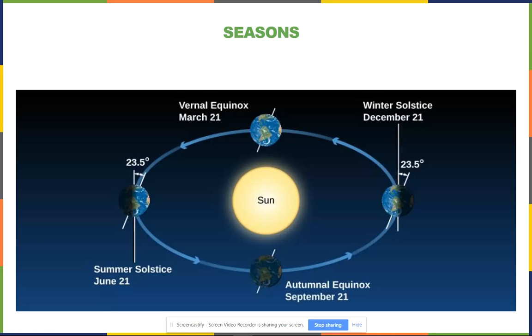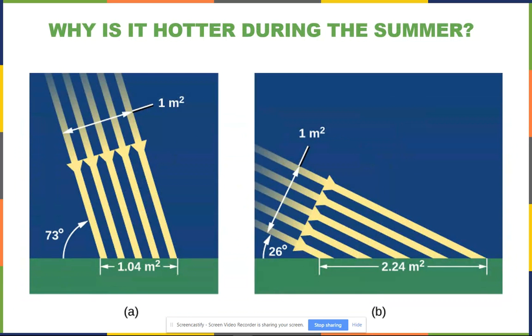Nothing to do with what a lot of people coming into this class believe. They think that it has to do with how close the Earth is to the sun. We're the closest to the sun in January. If the seasons were because of how close we are to the sun, January would be the hottest time. But that's not it. So why is it hotter during the summer and colder during the winter? There are a couple different pieces that come into it, but this is the primary one.